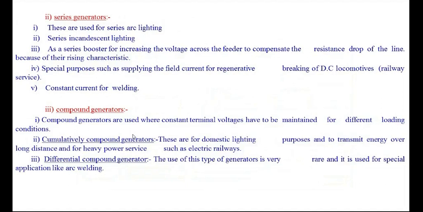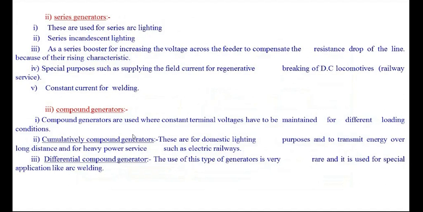Next is the compound generator. Here, the compound generator is used where constant terminal voltage has to be maintained for different loading conditions. Whenever constant voltage under varying loading conditions is needed, we can employ the compound generator. The cumulative compound generator is used for domestic lighting, transmitting energy over long distances, and heavy power service such as electric railways.